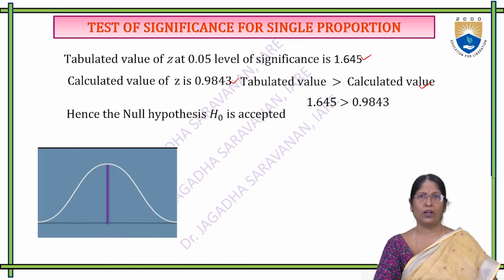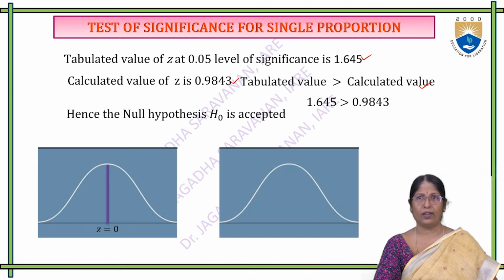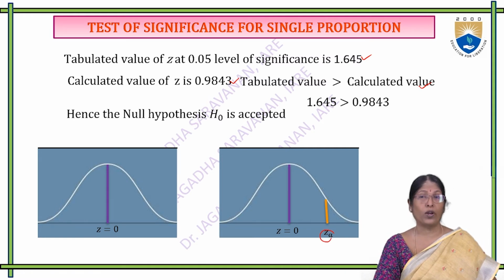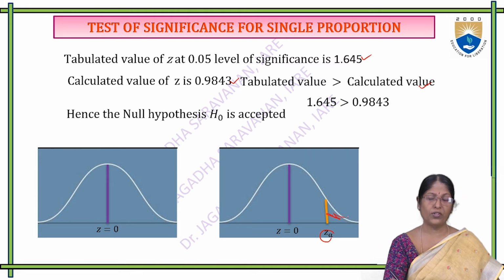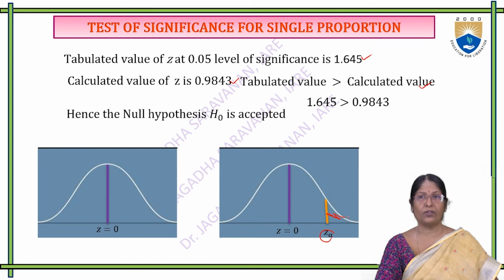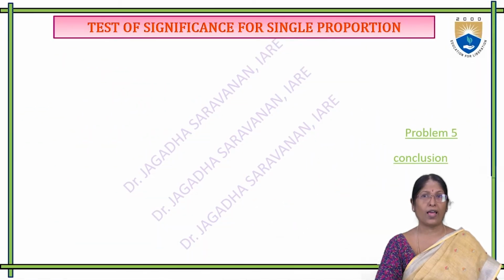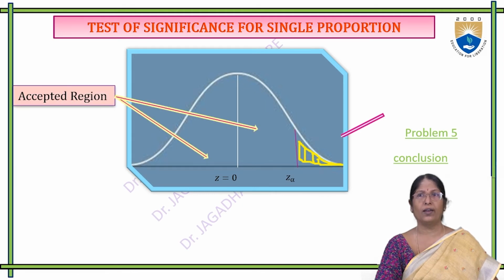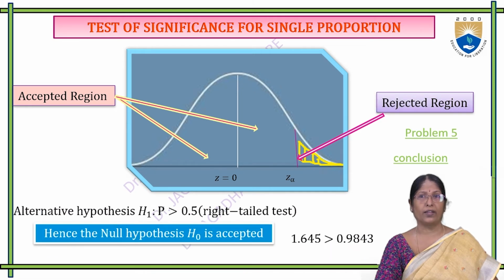So the normal curve is ready, and in this problem we selected the right-tailed test. That is the reason the vertical line is drawn at the point z alpha, and this is the shaded region, which is the rejection region. For more clarity, we can get this final output as a graphical representation with the marking of arrows. We can see it clearly.